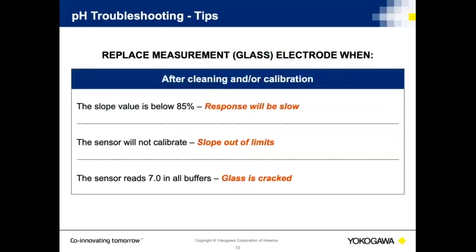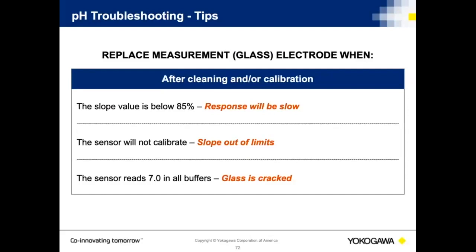Just wrapping up, the slope value below 85%. Hey, when you take the probe and put it in a 7 buffer and then put it in a 4 buffer, if it takes 15 minutes for it to stabilize, that means the probe is shot. If you look at the reference, the slope value, you'll probably find that it's well below 85%. The sensor will not calibrate.